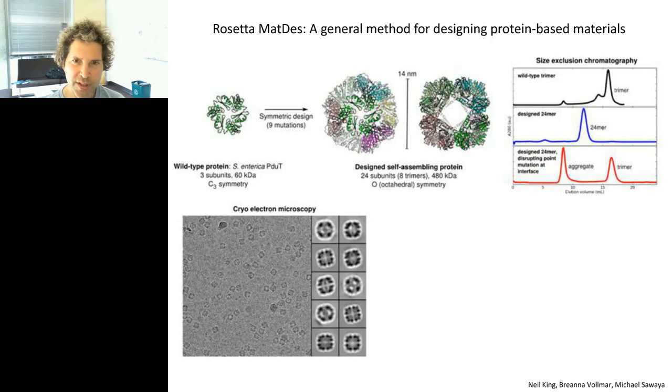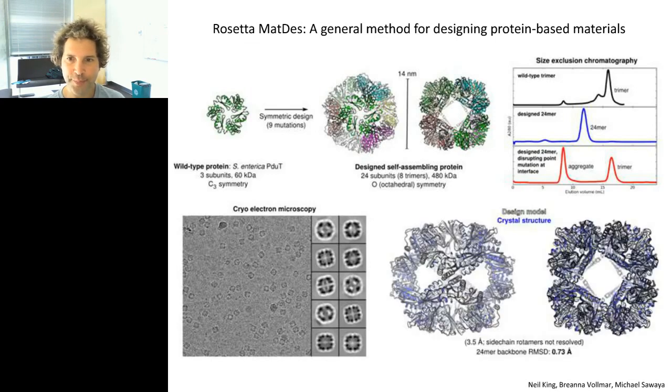And what you can see in the electron micrograph on the bottom left is our images of this designed cube, where we've made the gene, put it into bacteria, made the protein, and you can see that this protein self-assembles into a cubic structure as designed, and we're able to solve the crystal structure of this designed nanomaterial. And like the previous crystal structures I've shown you, it's virtually identical to the design model. You can't even really tell the difference. The design model, what we're trying to make, is in gray, and the crystal structure is in blue.